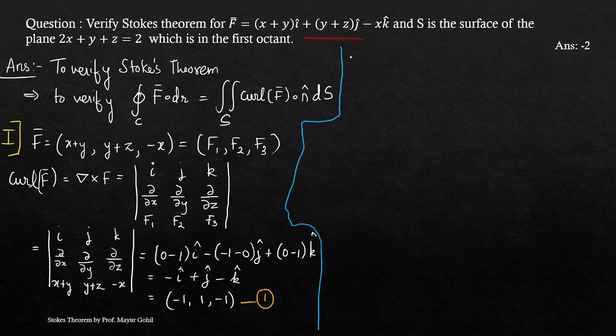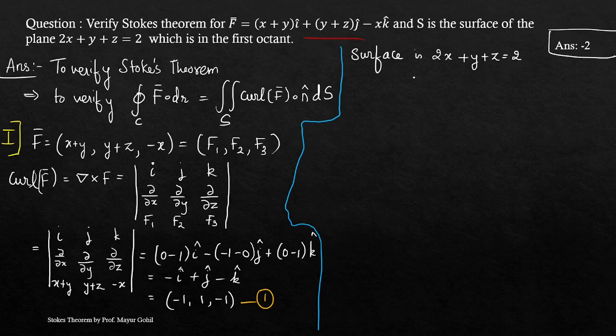Now we take the surface. The surface is 2x plus y plus z equal to 2. Here I have already kept the answer ready for the final question. Whatever answer we are going to get, it is minus 2, so that you also benefit: if you know how to calculate the above question, well and good, you can verify your answer. But here I am showing how to get to the answer.